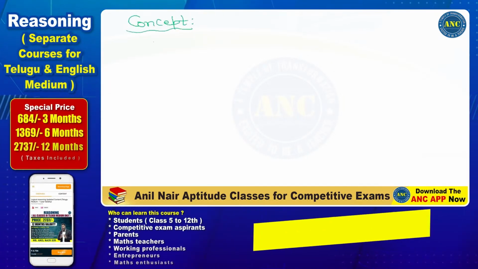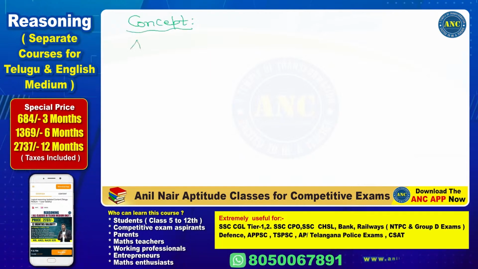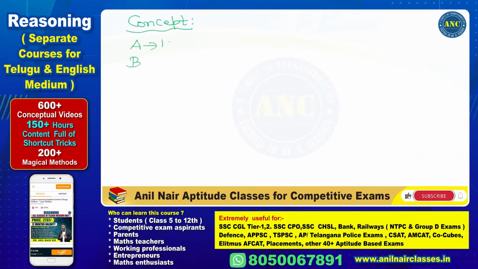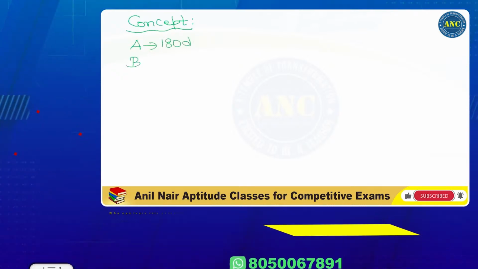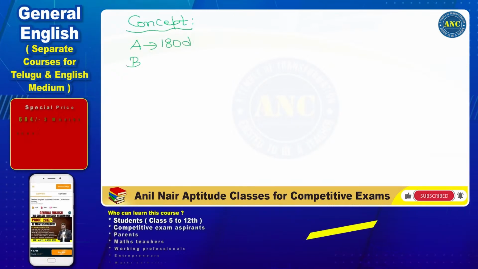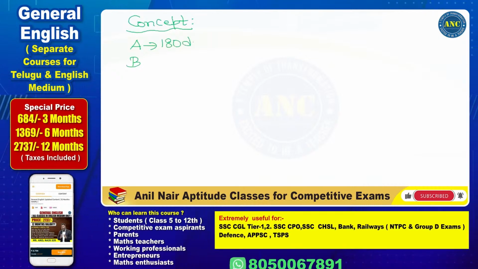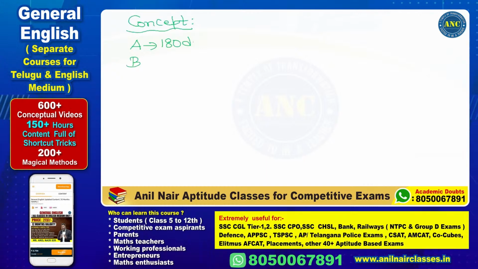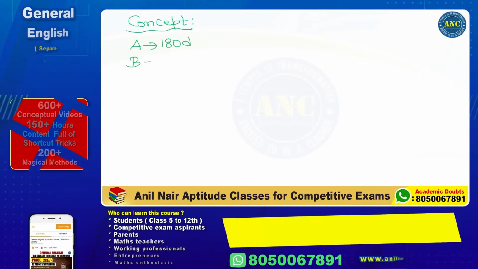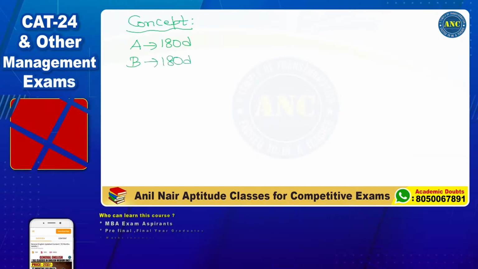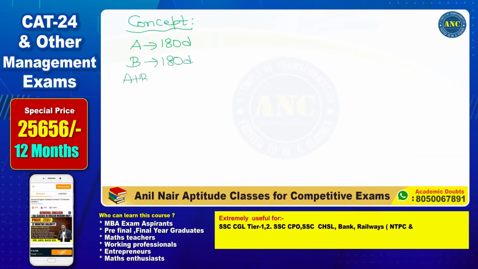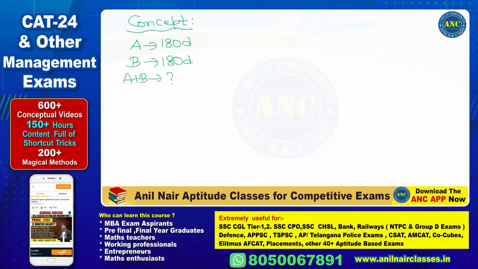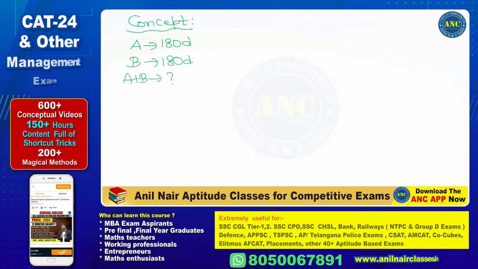Suppose there are two people, A and B. A will be taking, for example, 180 days to complete the task. B will also be taking 180 days. That means A and B both are taking the same number of days to complete the task. If both A and B are working together, how many days will it take to complete the task? Don't combine this number with the question that is given. I am just giving a small example.